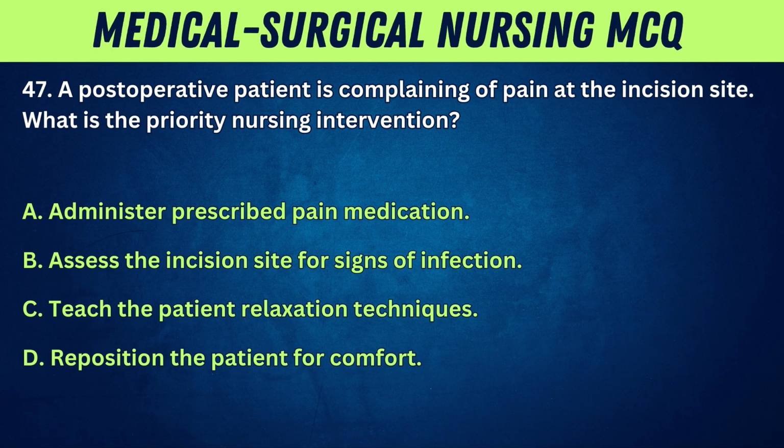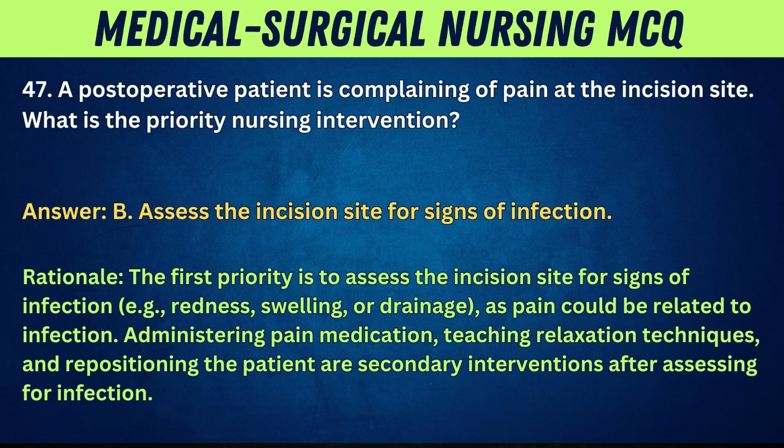47. A postoperative patient is complaining of pain at the incision site. What is the priority nursing intervention? A. Administer prescribed pain medication. B. Assess the incision site for signs of infection. C. Teach the patient relaxation techniques. D. Reposition the patient for comfort. Answer: B. Assess the incision site for signs of infection.